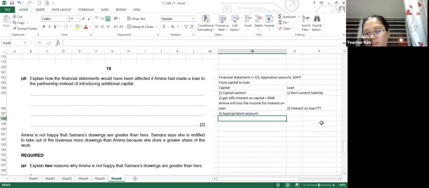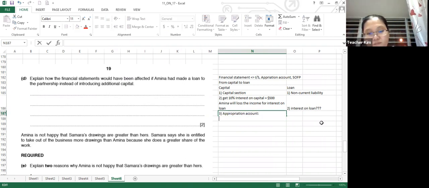So the appropriation account will, number one, because no less 500 interest on capital, and our share of profit increase 500.